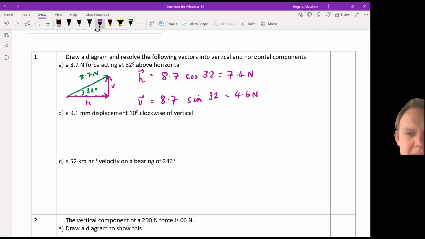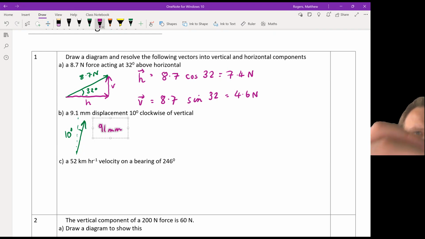Second one, a 91 millimeter displacement, 10 degrees clockwise of vertical. So we're up here. This is 10 degrees, and the size of this displacement is 91 millimeters. I haven't left myself enough space. So we can draw in our vectors, a vertical vector and a horizontal vector.